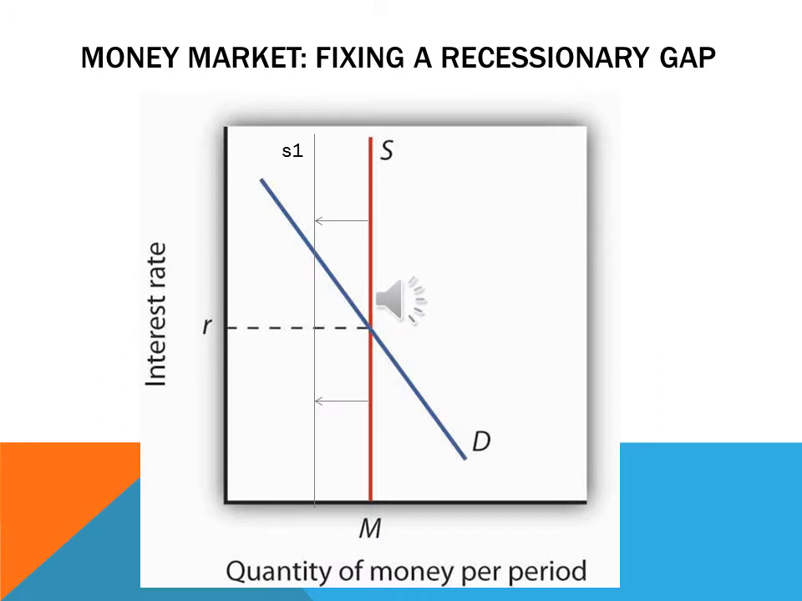Fixing a recessionary gap. Aggregate demand increases, consumption increases, government spending increases, causing inflation and causing the money supply to shift to the left.